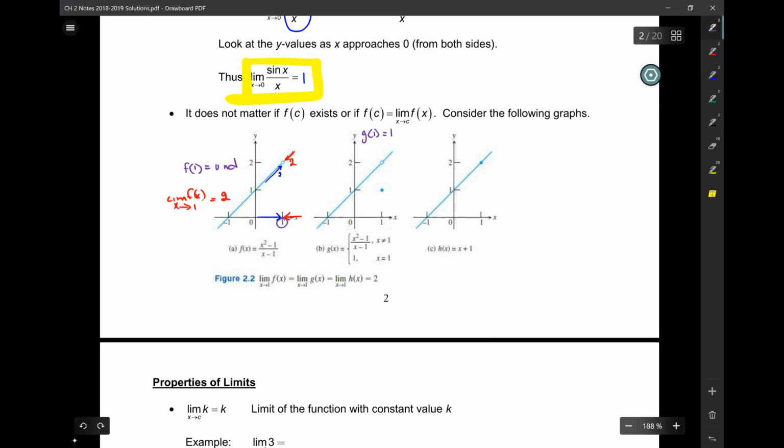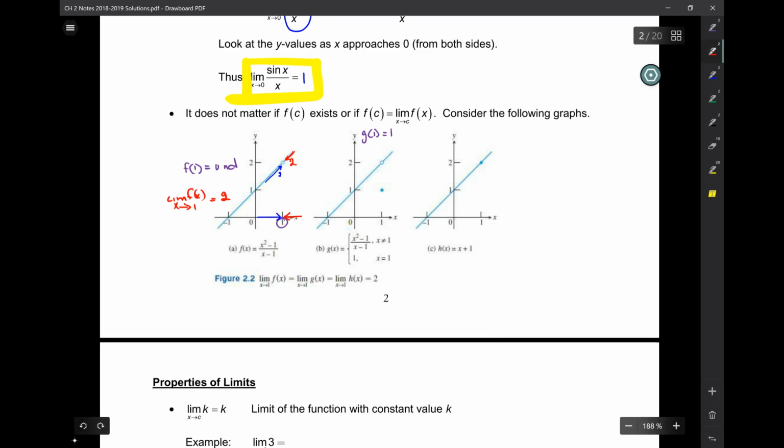Could we have figured that out using the equation? Look at the equation for g of x. It's a piecewise defined function. At x equals 1, it's that bottom equation that takes over, and the value is 1.